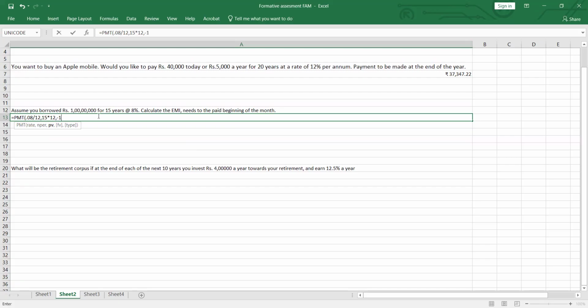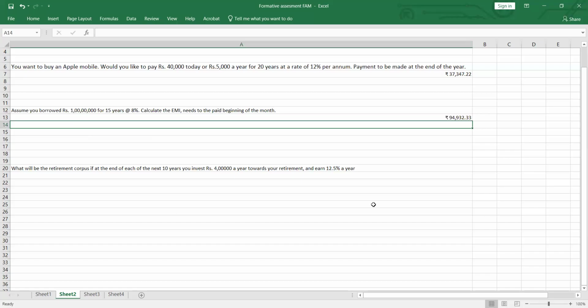What is the 1 CR? I put one crore. One second. What is the value? 1 CR. And it's the beginning, so I put one. So this is my EMI value.